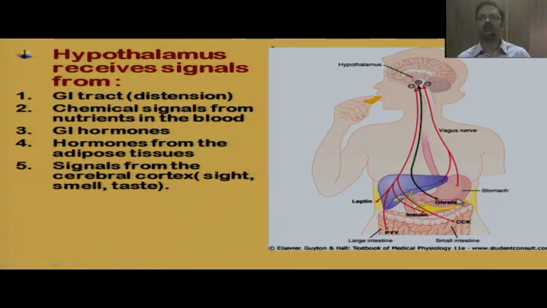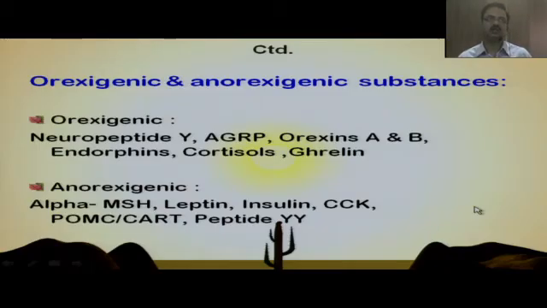There is only one hormone, that is ghrelin, which is secreted from the oxyntic cells of the stomach, and this ghrelin has a stimulatory effect on the feeding center of the hypothalamus. The rest of the hormones have an inhibitory effect on the feeding center. So there is only one hormone, ghrelin, which is acting against a number of hormones like leptin, insulin, CCK, and neuropeptides. There are certain orexigenic and anorexigenic substances.